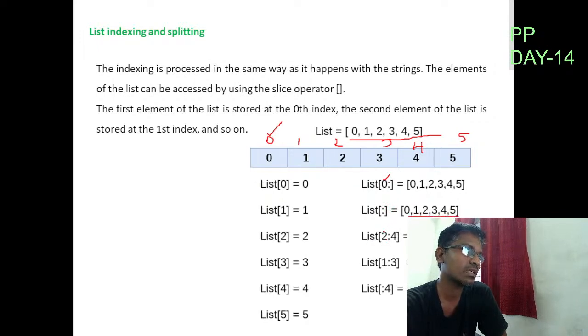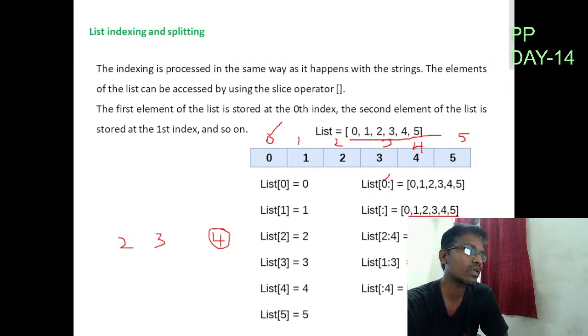Next one, list followed by 2 colon 4. That means 2 is included and 4 is excluded. So in between 2 and 4, what elements are there? Only 2 and 3. And what are the values at index positions 2 and 3? The values are 2 and 3 only. So that's why I got the output 2, 3 only. Next, list followed by 1 colon 3.